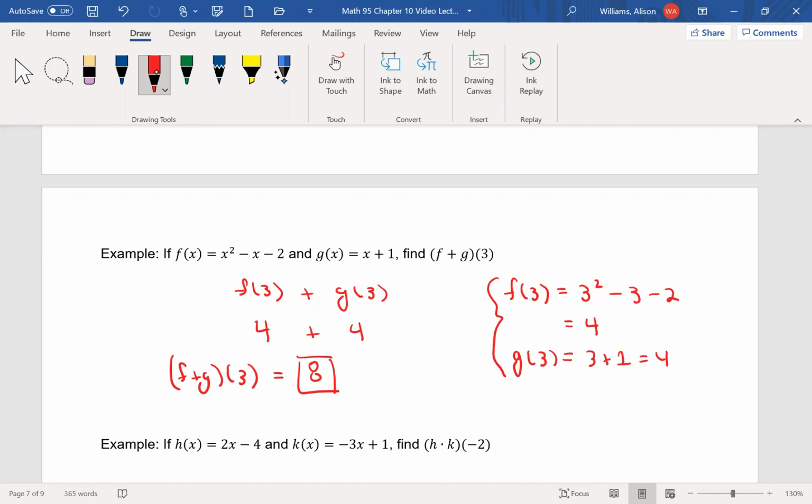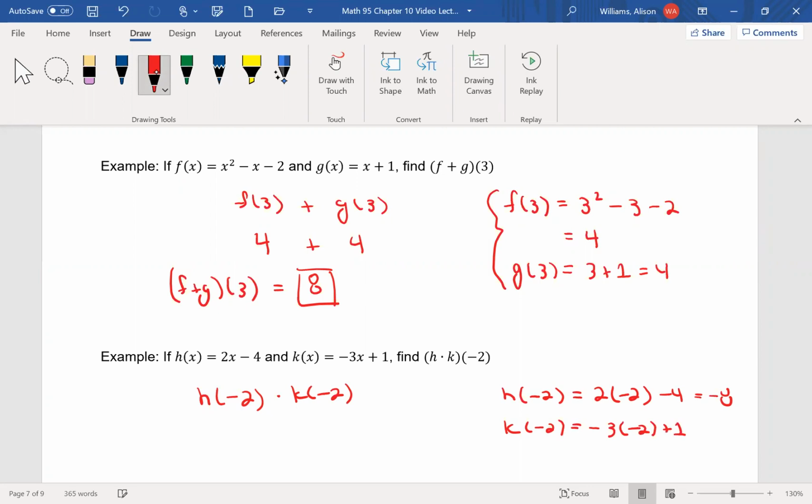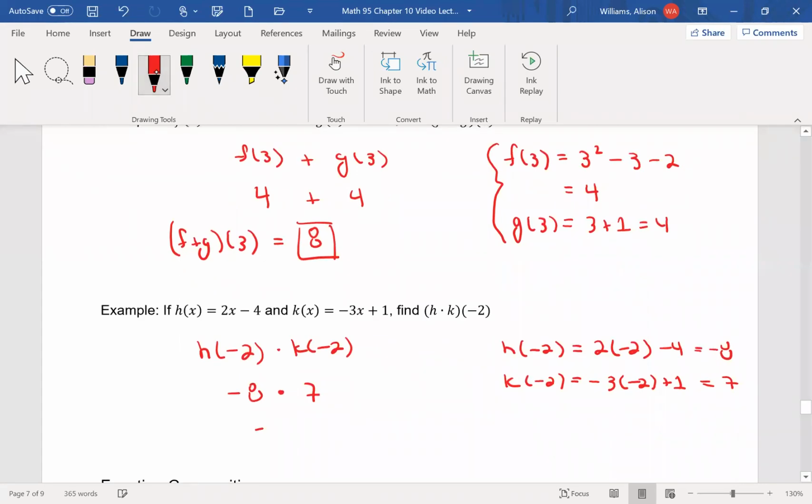Now, I'm showing the work over here, but you could probably skip showing the work. It might be wise on an exam to show the work just in case you make a small error and I could see where the error is. But that's the basic idea. Let's try it again. This time they're asking us to multiply, but they want us to plug in negative 2 for x. So I'm going to first find h of negative 2 and k of negative 2. h of negative 2 is 2 times negative 2 minus 4, which is negative 4 minus 4, negative 8. And then k of negative 2 would be negative 3 times negative 2 plus 1, which is positive 6 plus 1, which is 7. So this is negative 8 times 7, or negative 56.